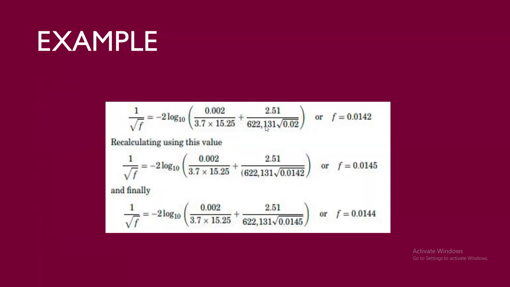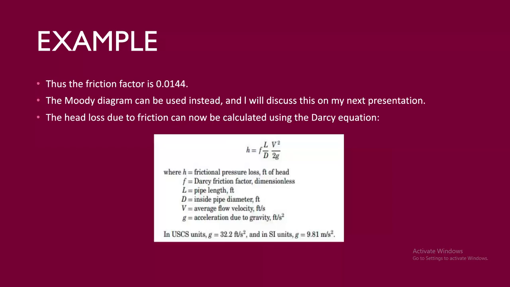So, in our first case, we put 0.02, you calculate it, you get this. Actually, there's a mistake here. If you put that, then you get 0.0144, right? And I put 0.144 here, not 0.0145. It's a slight mistake. Then my answer is 0.0144, which means it wouldn't have changed, so I know that I've reached my final solution. You can try it yourself and see what I'm talking about. Thus, the friction factor is 0.0144.